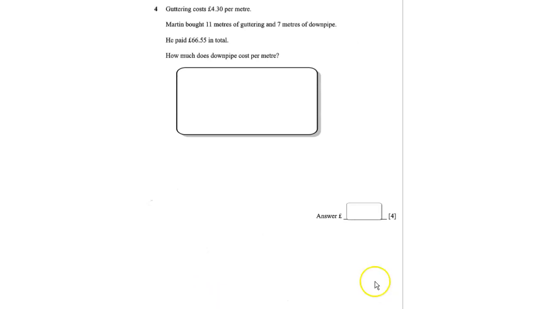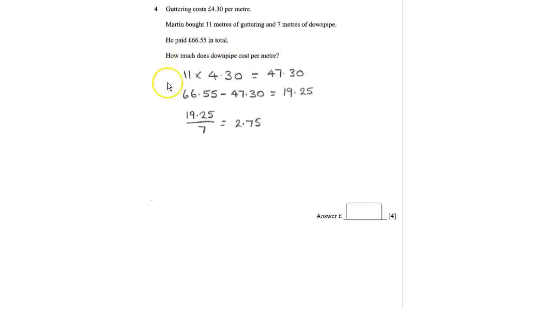So for question 4, it says guttering costs £4.30 per metre. Martin bought 11 metres of guttering and 7 metres of downpipe. He paid £66.55 in total. How much does downpipe cost per metre?